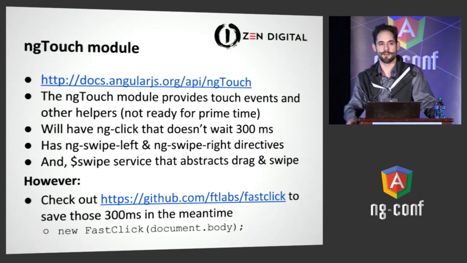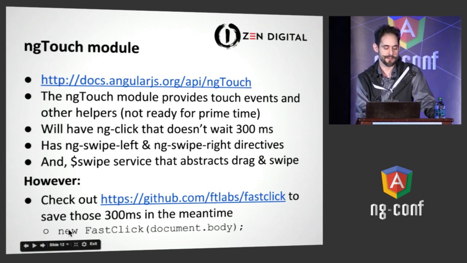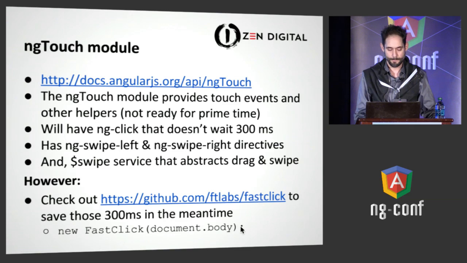The best practice would be to check out FastClick, which will save you that 300 milliseconds. And it's as simple as adding this code to your JavaScript: new FastClick around the document body.